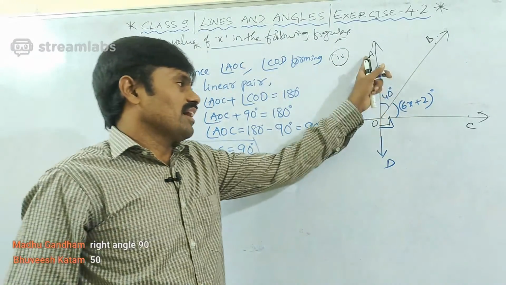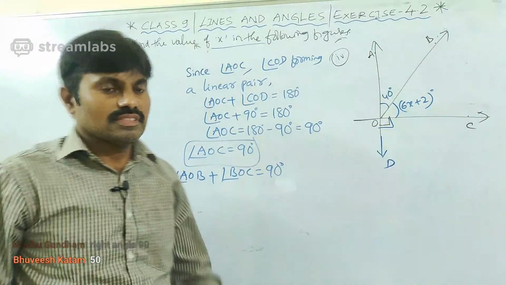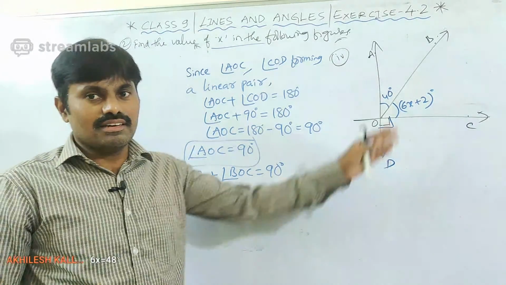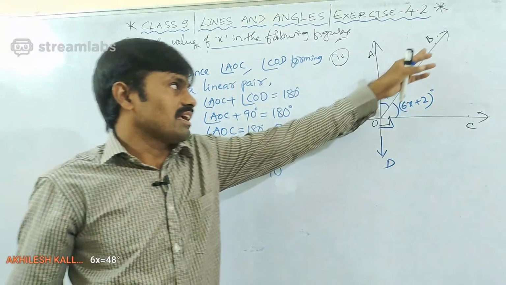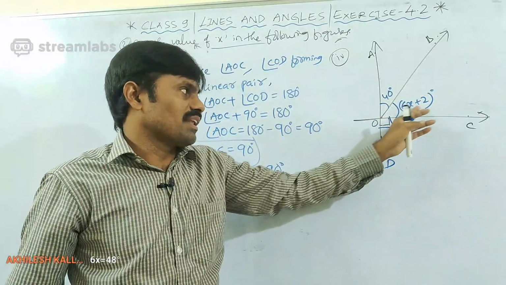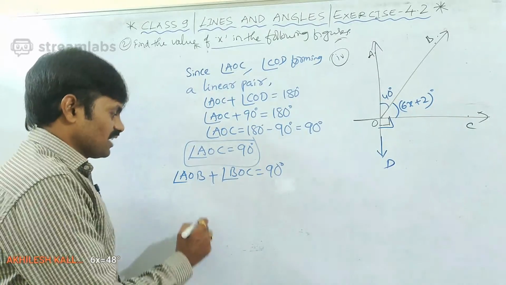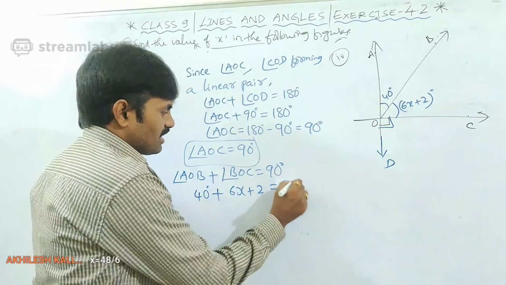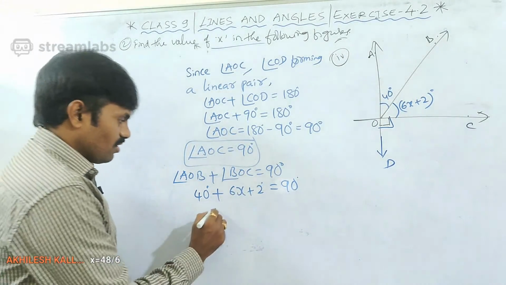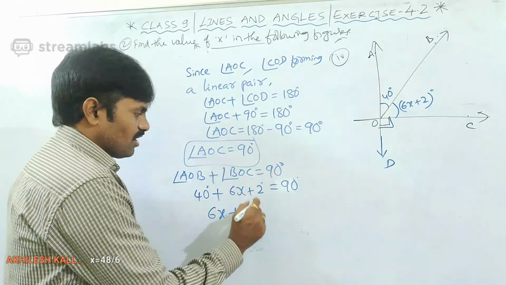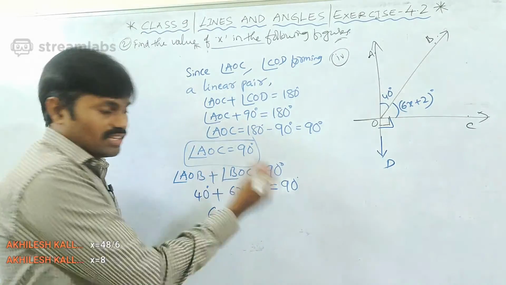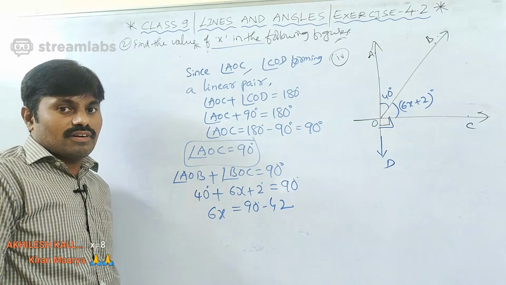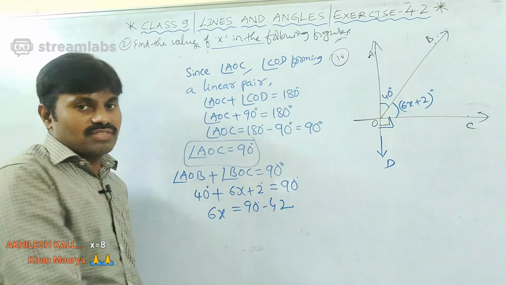Since the sum of angle AOB and BOC gives us angle AOC, what is the angle AOB value according to the figure? 40 degrees. And angle BOC is 6x plus 2 degrees. So I am substituting: 40 degrees plus 6x plus 2 degrees is equal to 90 degrees. Now 6x plus 40 plus 2, that is 42. I am shifting to the right side, so 6x is equal to 90 minus 42.